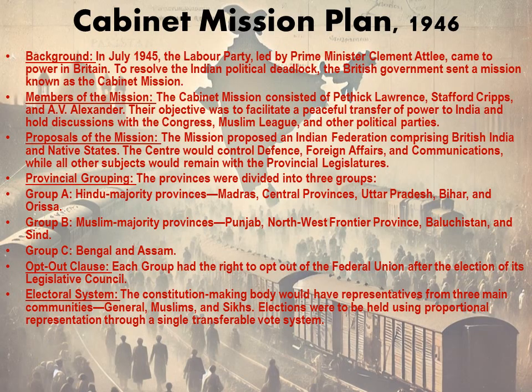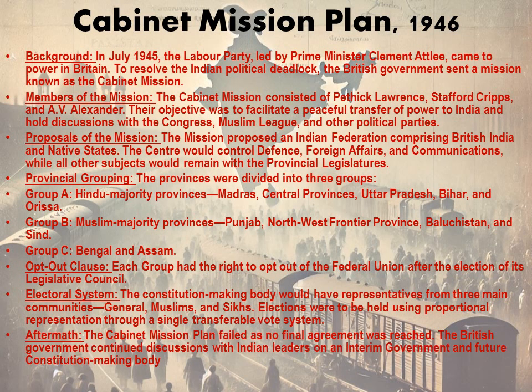So elections were to be held using proportional representation through the single transferable vote system. So elections were to be held and a constitution making body would be formed in which three kinds of representatives will be there: general, Muslims, and Sikhs.